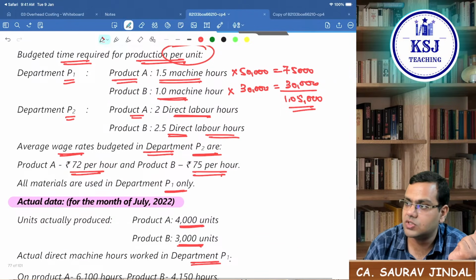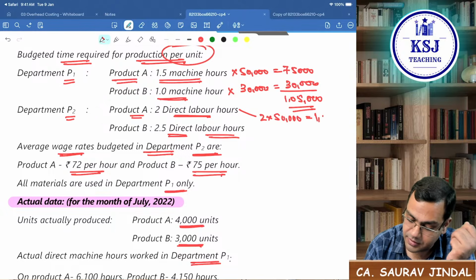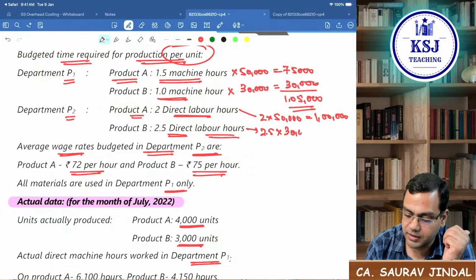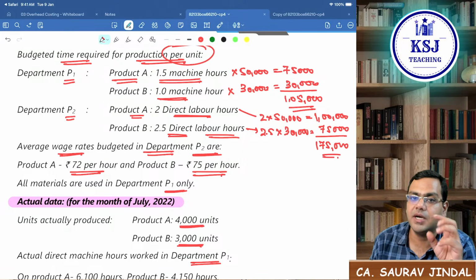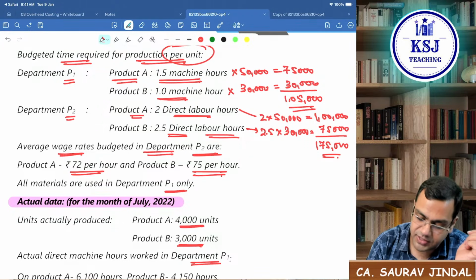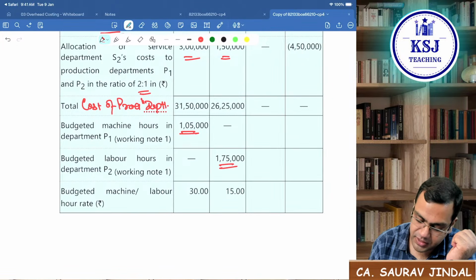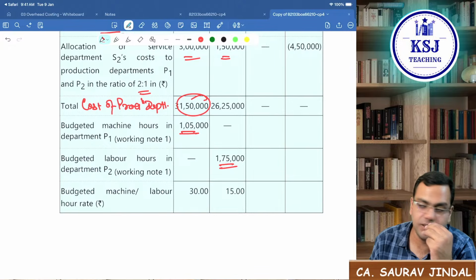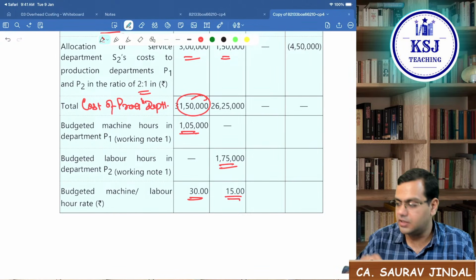Similarly, for labor hours we can do 2 into 50,000, that is 1 lakh. 2.5 into 30,000 comes to 75,000. So a total of 1,75,000 labor hours in the departments P1 and P2. This is the base for the absorption of overheads. 1,05,000 and 1,75,000. So overheads after the secondary distribution divided by the base gives you your budgeted machine hour or labor hour rate.